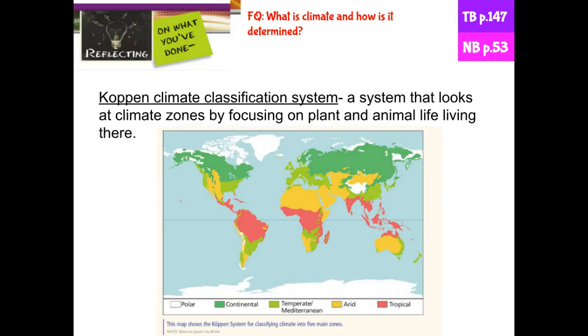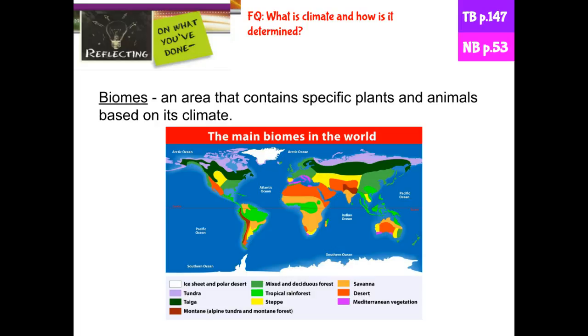The climate classification system looks at climate zones by focusing on plant and animal life living there. And in your notebook, you should have a map that looks an awful lot like this completed. Biomes are areas that contain specific plants and animals based on climate.